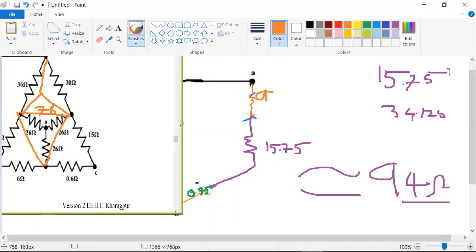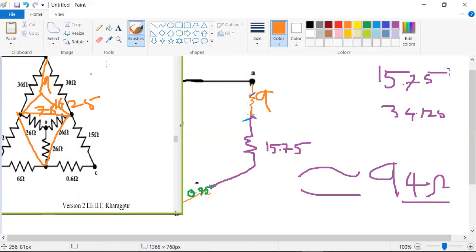So this will be 9. After adding, this value will be 9. And what about this value? 78 into 30 divided by 144. The value will be 16.25. This value will be 16.25.